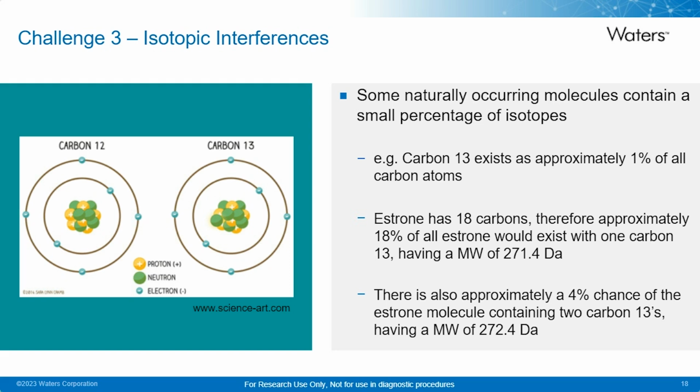As estrone, for example, has 18 carbons, this will result in 18% of all estrone existing with one carbon-13 within its structure, and therefore it would have a molecular weight of 271.4 Daltons, and this is 1 Dalton higher than the main peaks. And there's also a 4% chance of estrone having 2 carbon-13s within its structure, and therefore having a molecular weight of 272.4, being 2 Daltons higher.